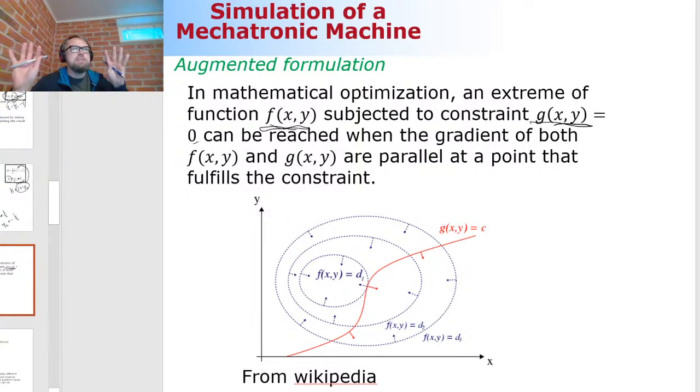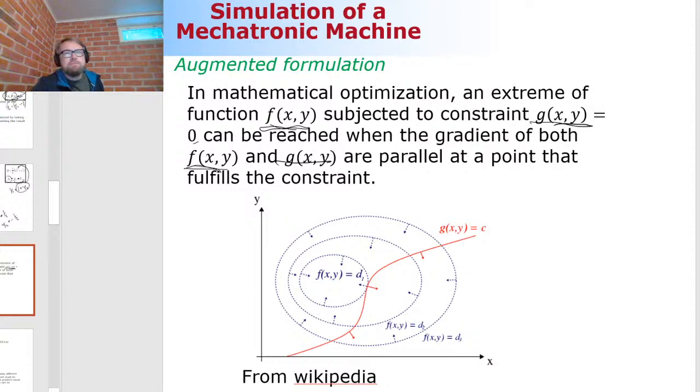So those are the elements that I need, can be reached when the gradients of both components are parallel at the point that fulfills the constraint. I'm sure this feels like, okay, what language is this? It's kind of English, but it is complicated language.